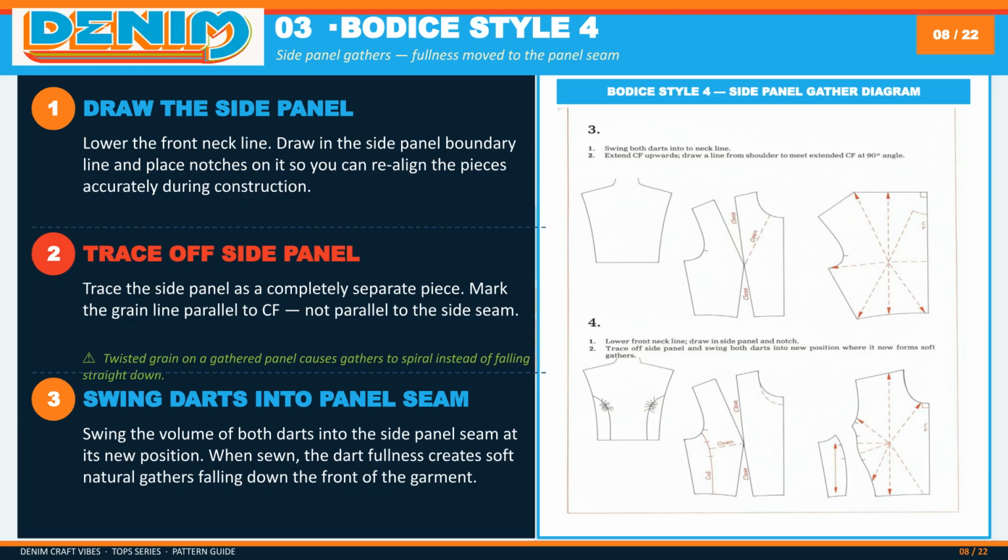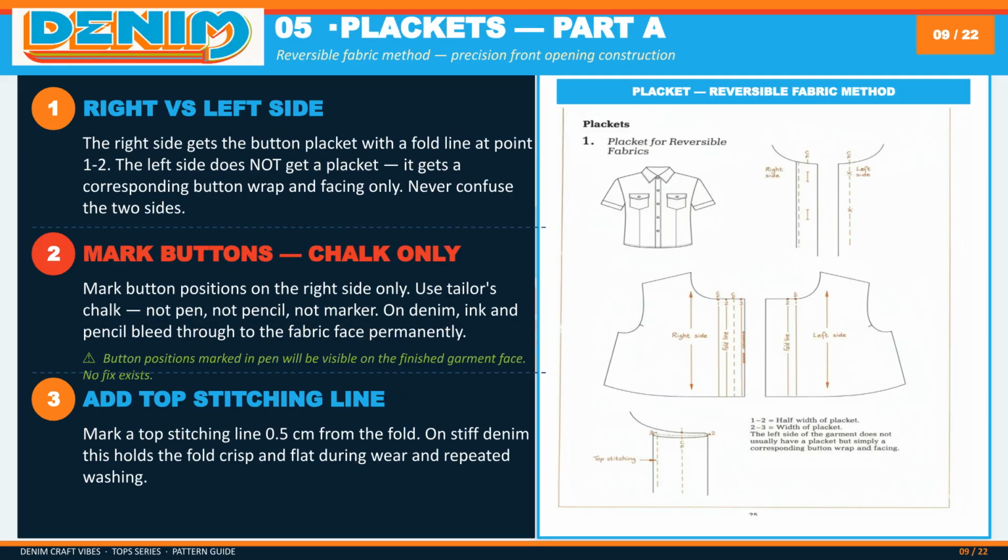Slide 5: placket construction. The right side carries the button placket. The left side uses a wrap and facing. Interface, fold, and top stitch for a crisp finish. A placket gives structure to the front opening and helps the garment close neatly.